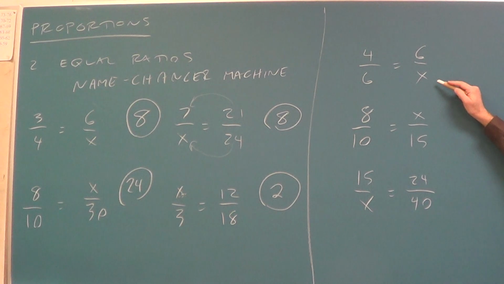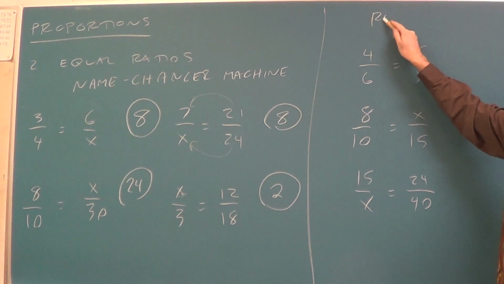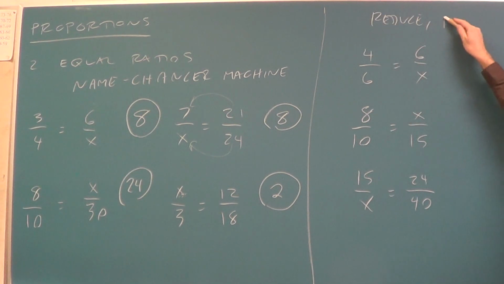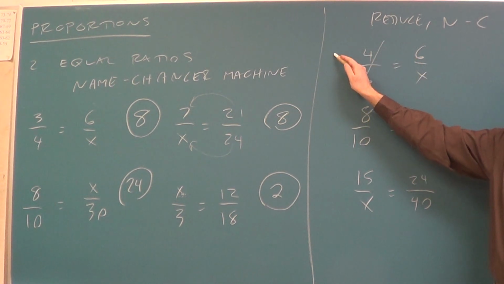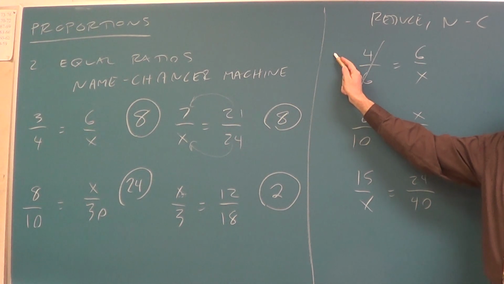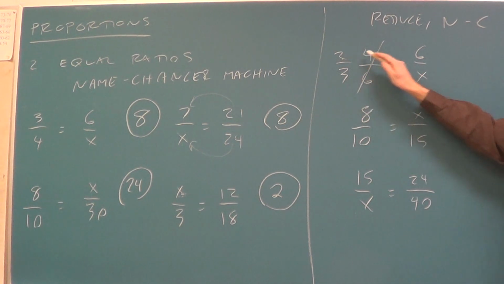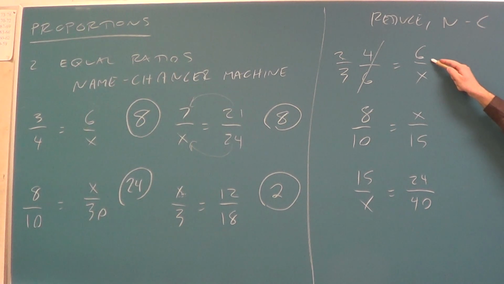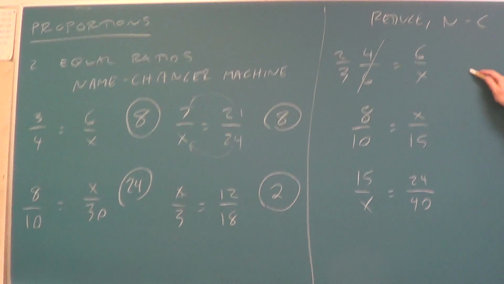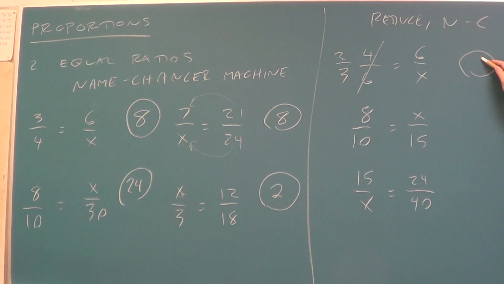Can anybody think of a way to use math we already know, though, to still do this? Reduce the first fraction. Sometimes, if you reduce the first fraction, then the name changer machine is going to come into play. 4/6 is the same as, if you reduce 4/6, 2/3. Now the name changer machine works. They multiply the top by 3, so multiply the bottom by 3, 9. And that's 9. Question about that?